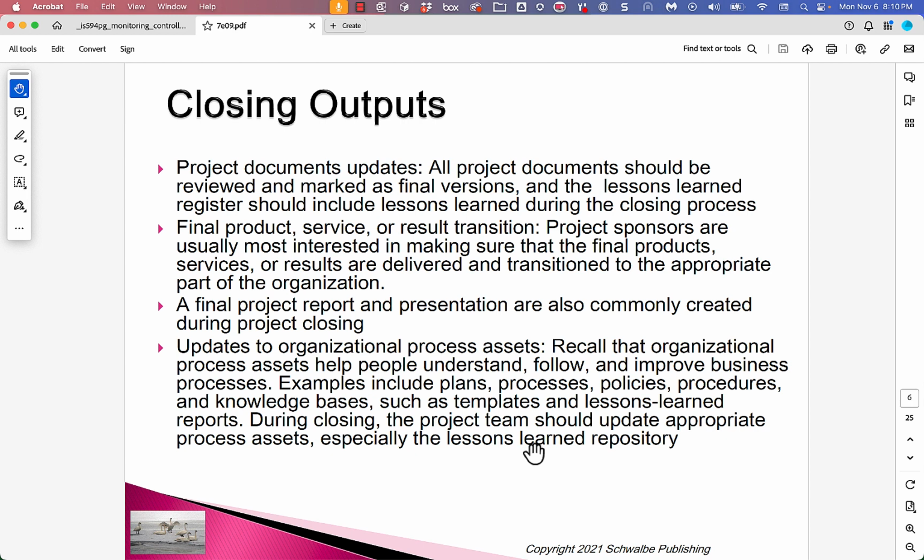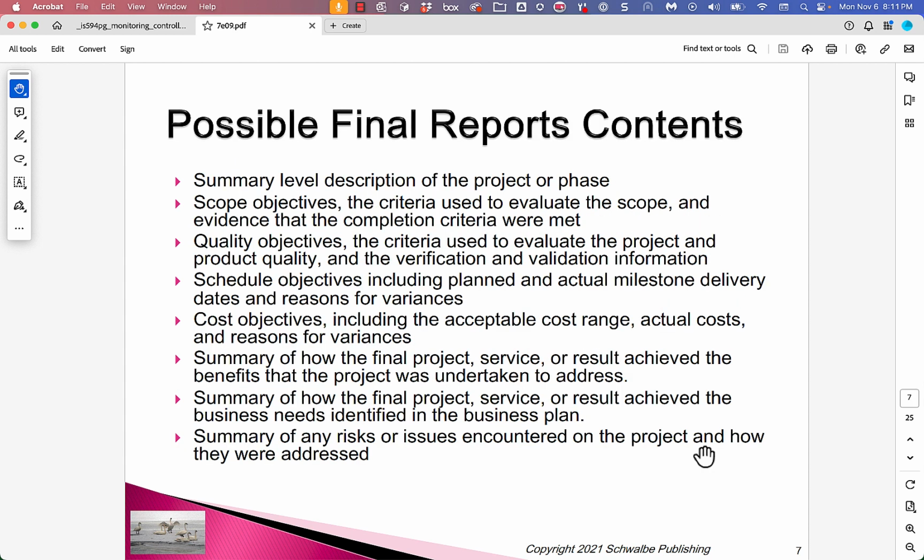A final project report and presentation are commonly created during a project closing. Updates to organizational process assets. Again, those are the artifacts that the organization throws off when it's doing projects and stuff. Okay, so we just want to make sure that we tidy them all up, including, for instance, putting a lessons learned in a lessons learned repository.